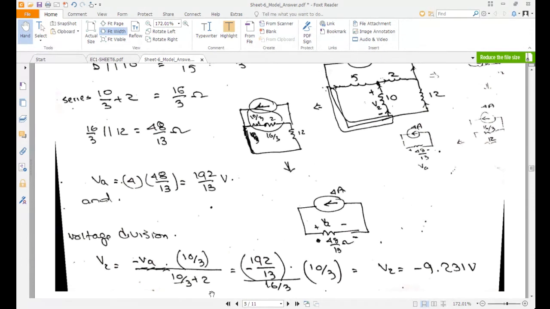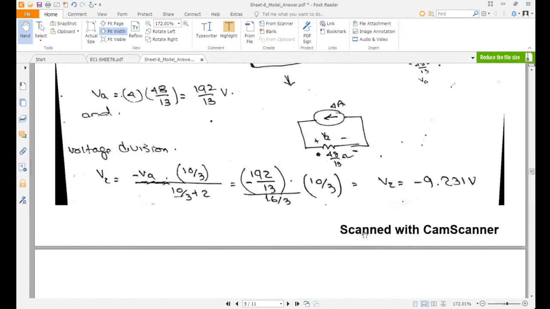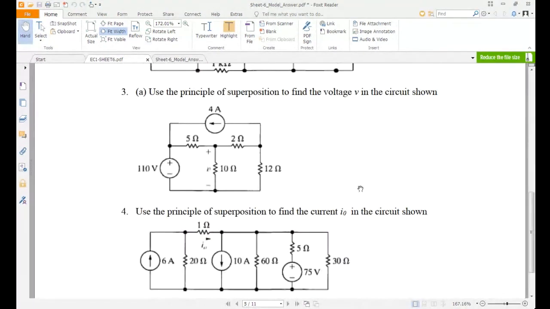Okay. Now, what is VA? VA is 192 by 3, that is minus, multiplied by 13 by 3 divided by 16 by 3. You will get minus 9.231. You add this with this, you will get 50 ohm. Okay, 50. That is not written here. Clear or not? It is a little bit typical. Okay, shall we go for the next question?